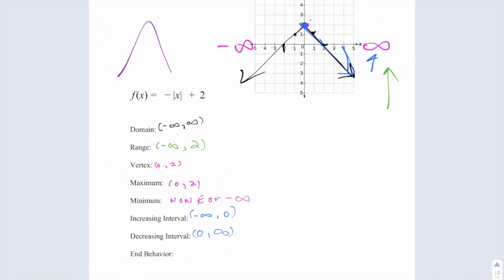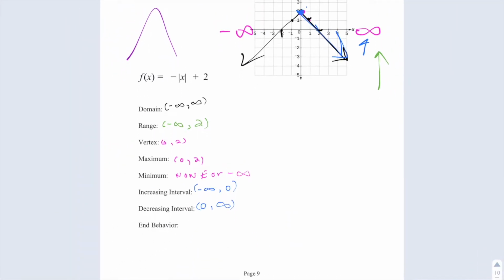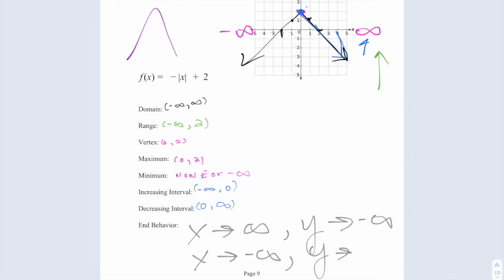So now let's talk about the end behavior of this graph. Well, as x approaches infinity, the graph is going down, so y is approaching negative infinity. And as x approaches negative infinity, y is still going down, so y is still approaching negative infinity.